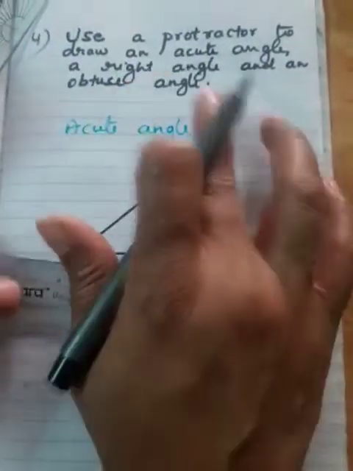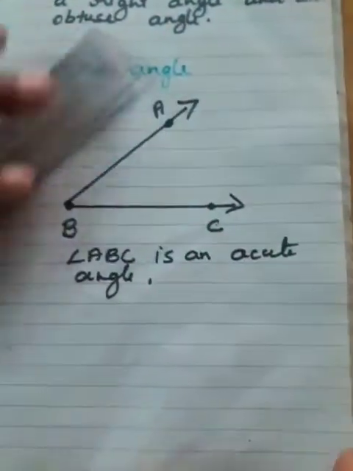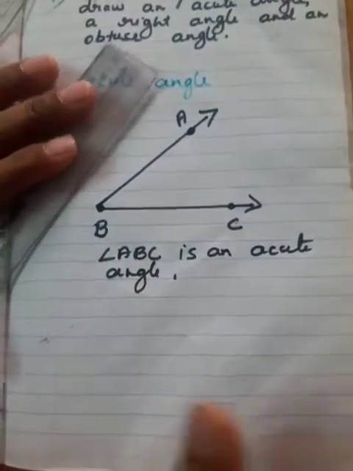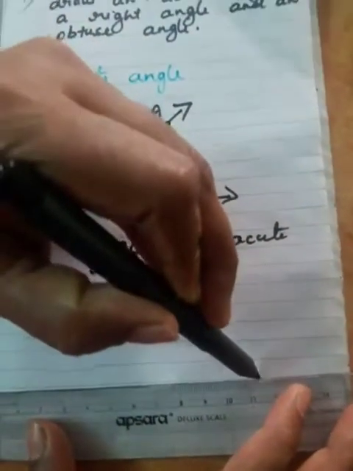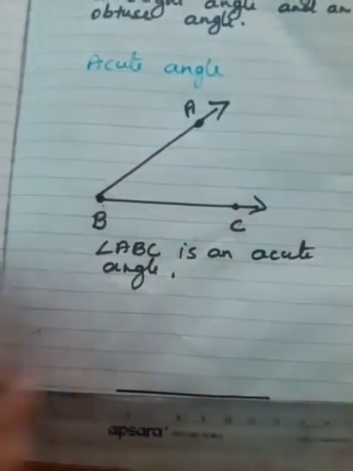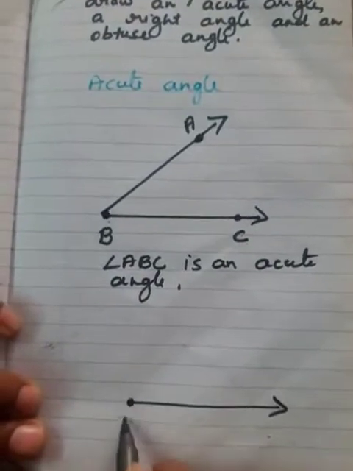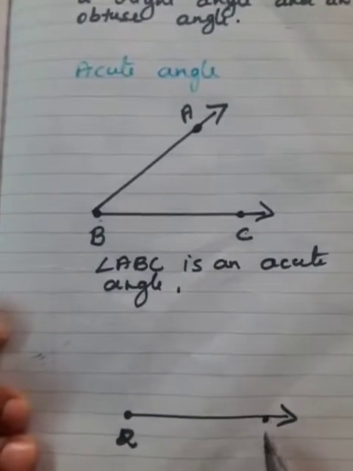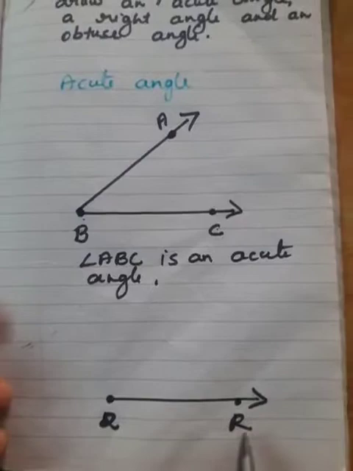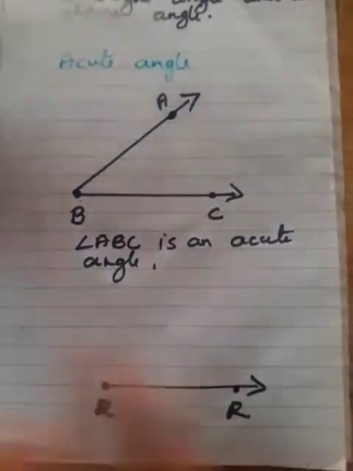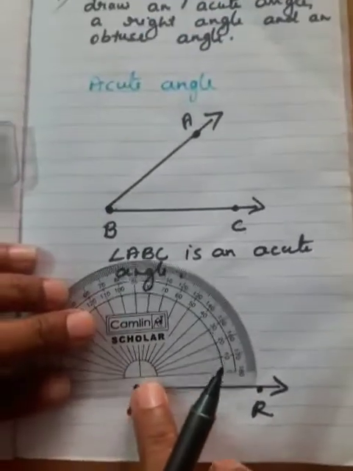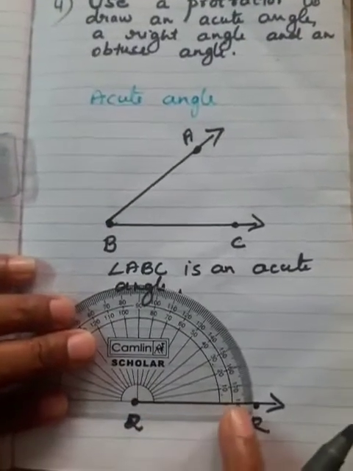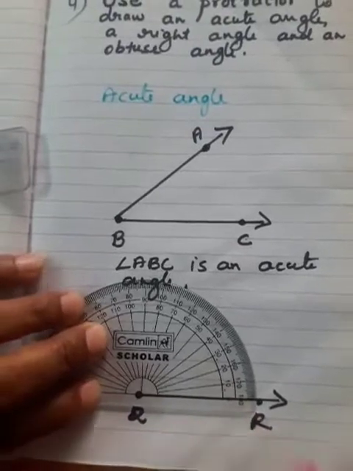Now next again you will draw what? Right angle. So what is the measure of a right angle? 90 degrees. So now draw an angle of measure 90 degrees. So first draw one ray. So this is Q and this is R. Okay, so ray QR. Now take the protractor, keep the center of the protractor on point Q, and the base line of the protractor and the ray must lie one upon the other.